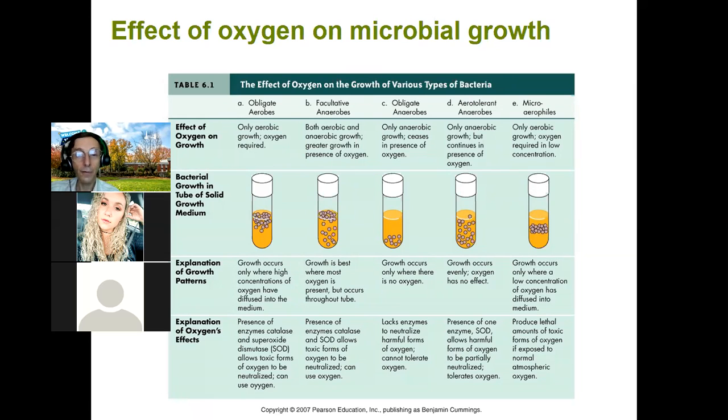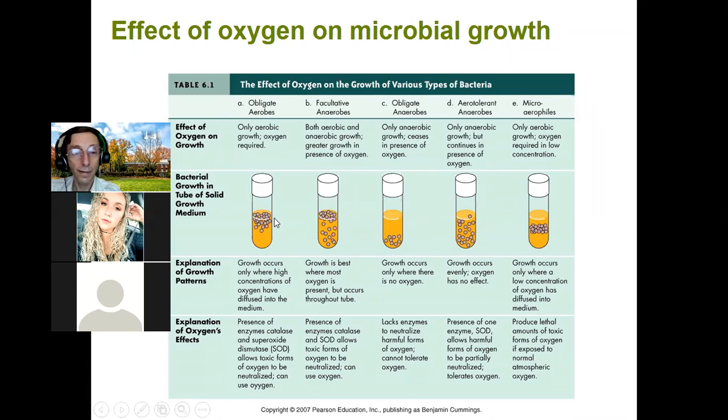If we find microorganisms only growing in the bottom of the tube, these are obligate anaerobes. They cannot grow in the presence of oxygen because they find one or more oxygen intermediates to be toxic. So oxygen to them is toxic. And they will only grow in the bottom of a thioglycolate tube.